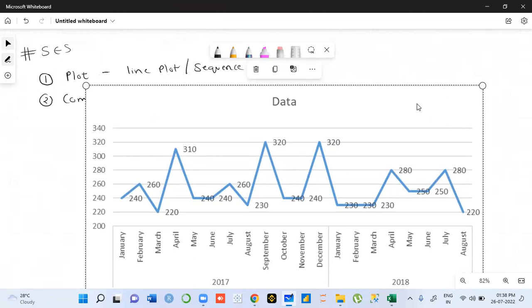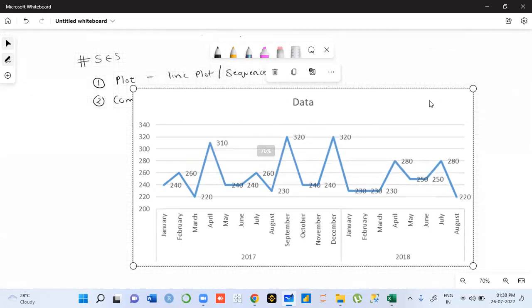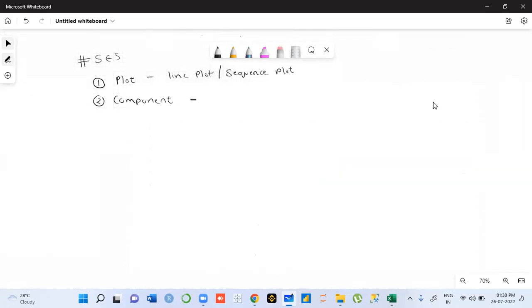There is trend, there is seasonal. Jan, Feb, March 2017. See Jan, Feb, March of 18. Do we have seasonality? No. If trend is not there, season is not there, what remains then? So we have a cyclical pattern. What remains?